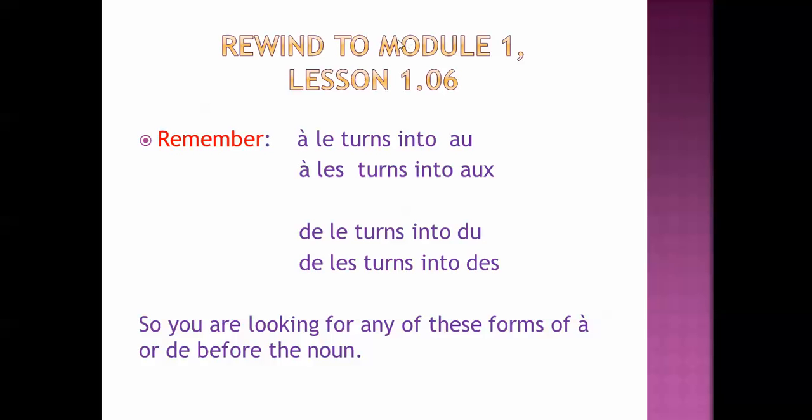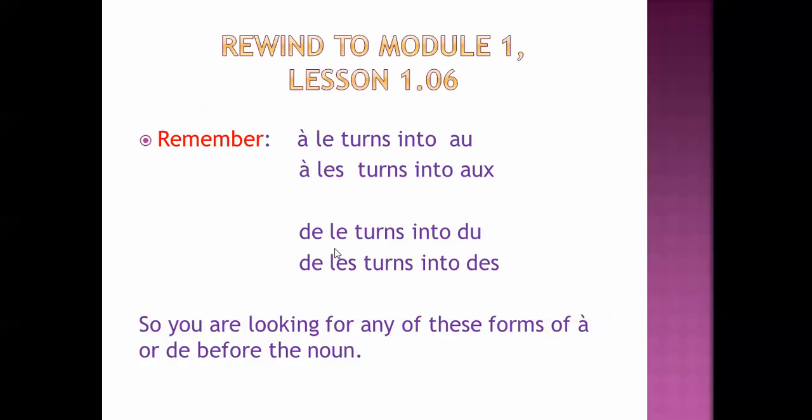Rewind to Module 1, Lesson 106. We have to remember these things. You cannot say à le. Remember, you can say à la, but you can't say à le. The French don't think it sounds right, so you have to scratch it out and replace it with au, A-U. You also cannot say à followed by les. For some reason, the French don't like that. Scratch it out and replace it with A-U-X.